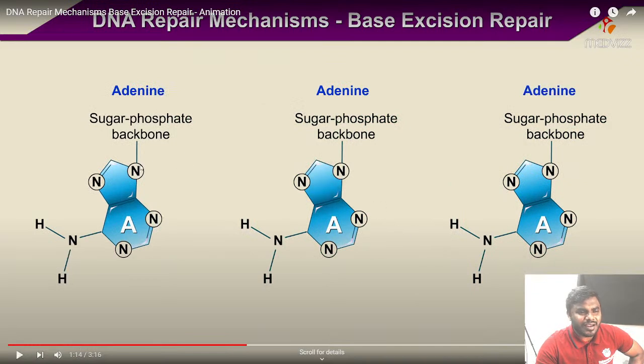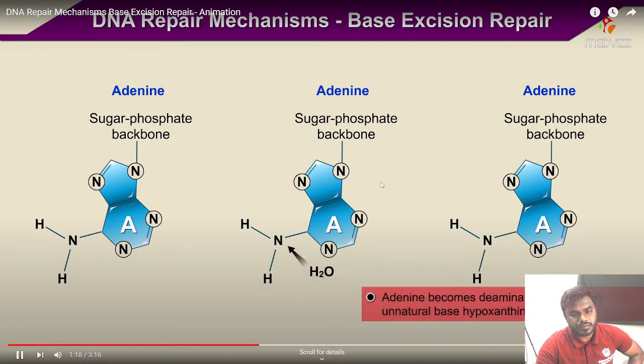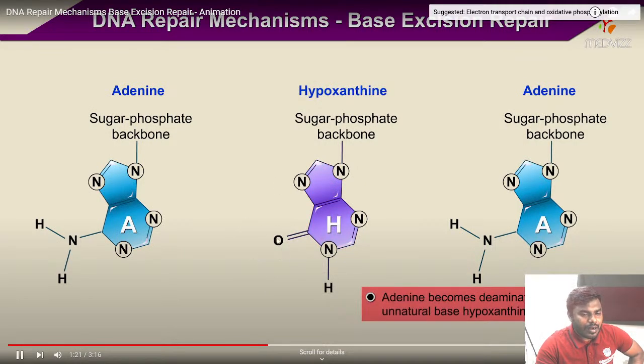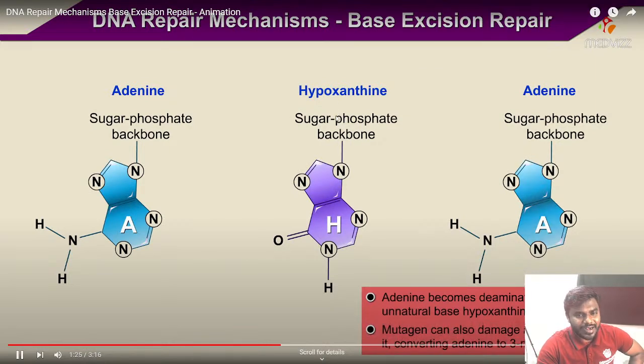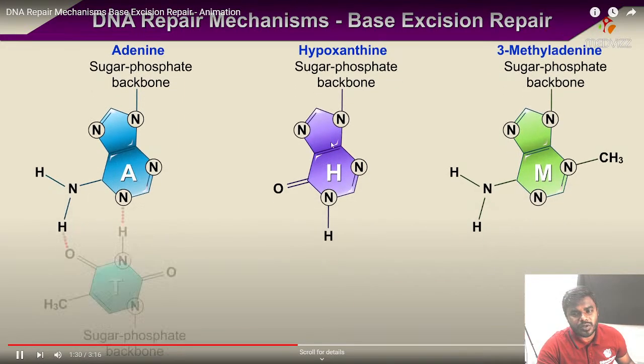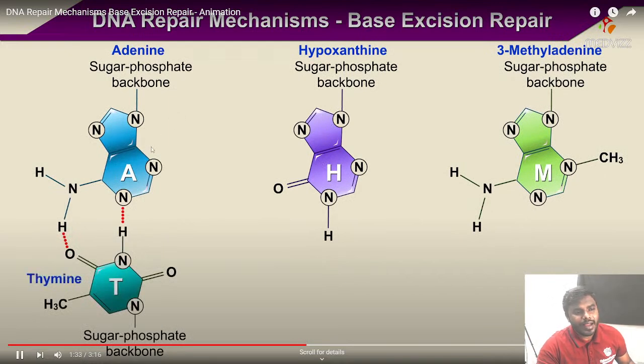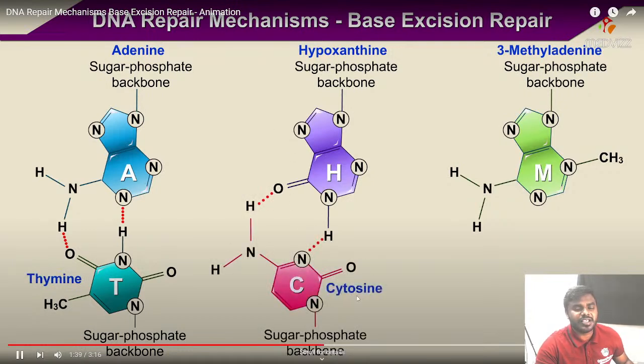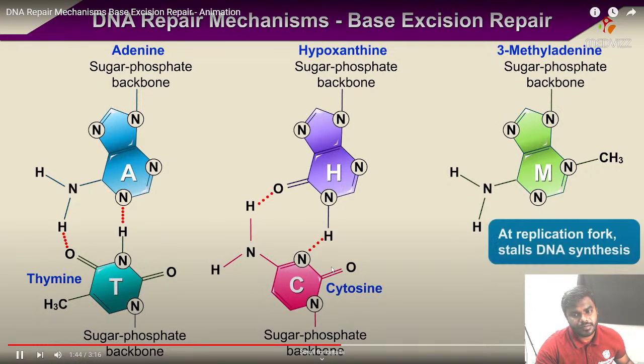Not only that, we already read that adenine is going to be converted into hypoxanthine. When there is a removal of the amine group from the adenine, adenine is converted into hypoxanthine. That is what we read in the damages itself. Now we have to remove that hypoxanthine also compulsorily. Adenine originally pairs with thymine, but hypoxanthine, see friends, will pair with cytosine. Then the entire base transition will change. When it is encountered in the replication fork, it stalls DNA synthesis. Consequently, repairing these mutations is vital for survival.